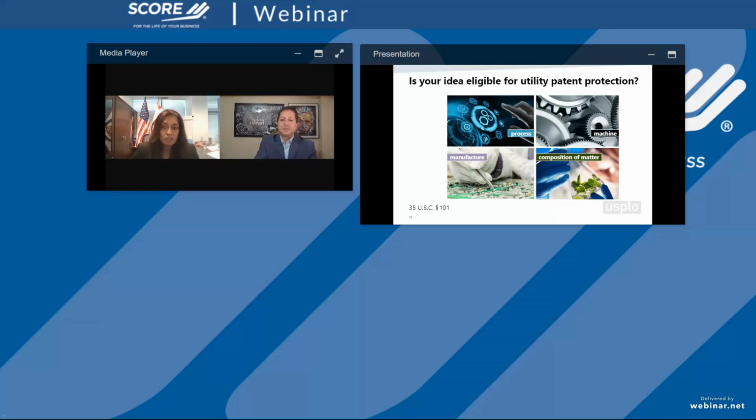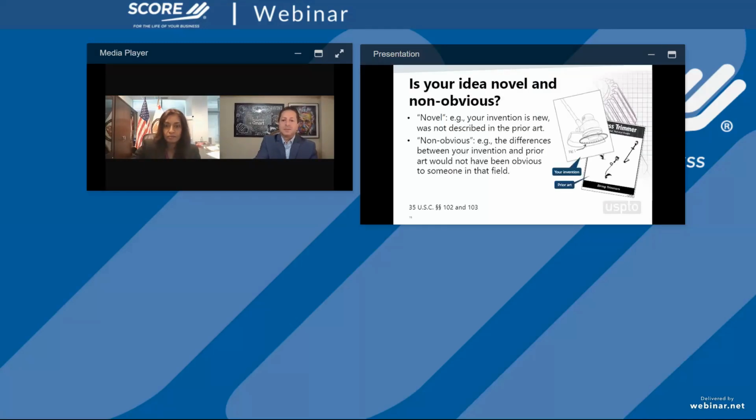Then you also have to make sure, is your idea novel and non-obvious? Novel. What does that mean? It means, is your invention new? And was it described somewhere else before? We call that prior art. Was it described in the prior art? And then it has to be non-obvious. So it's the differences with what's already out there, and whether your invention would have been obvious to someone in that field, right? So there's that analysis that's done there.